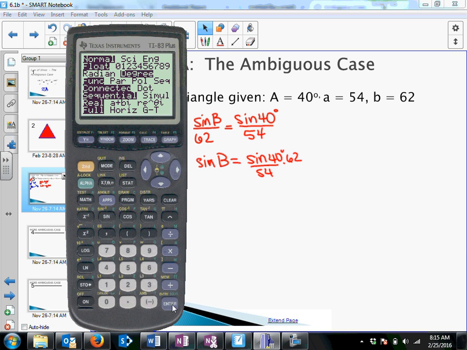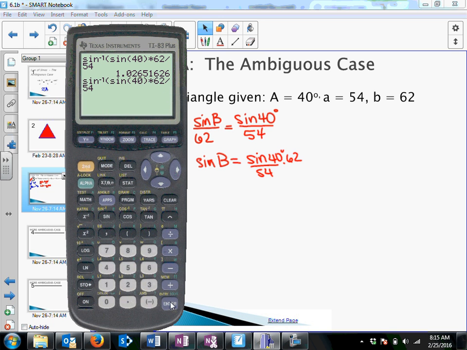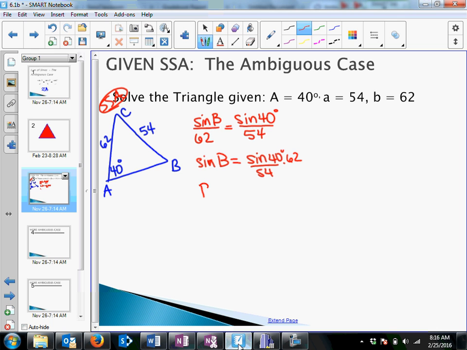Put it in all at once. Like I said, you don't want to use any rounded answers inside of your work, so just put it in all together. Or if you want to find what that number is on the right side and do the inverse sine of the second answer, that would be fine too. So angle B is 47.56 degrees.